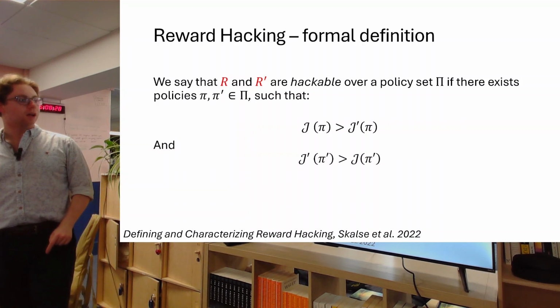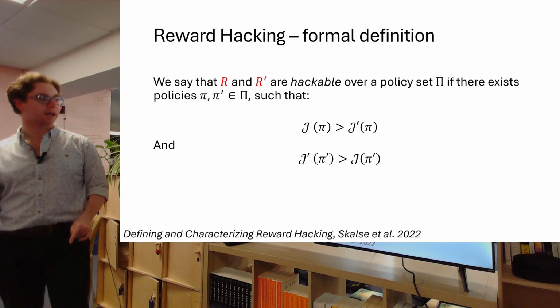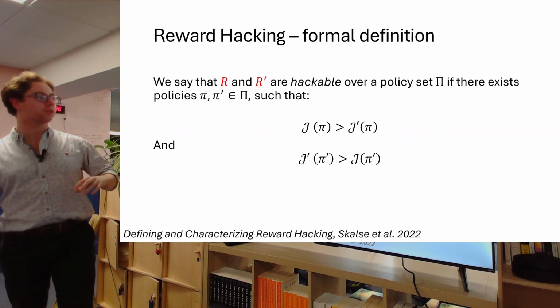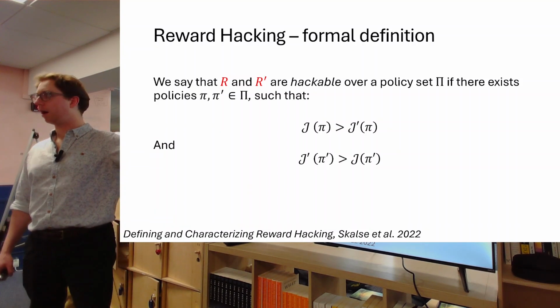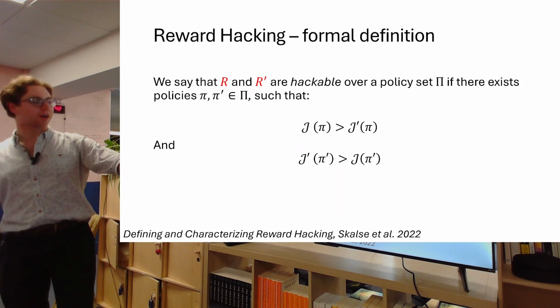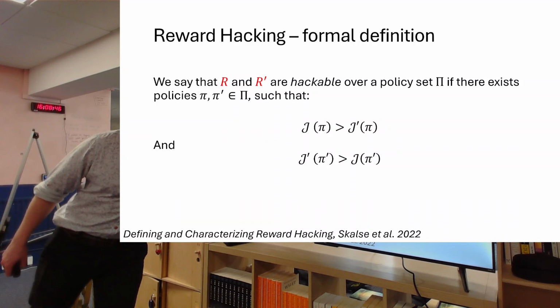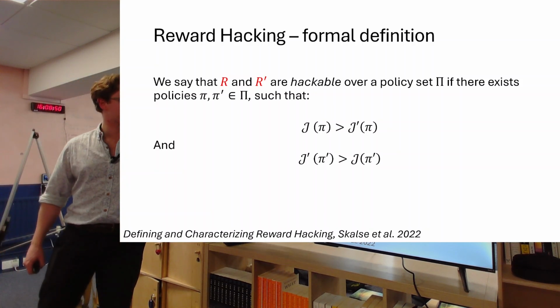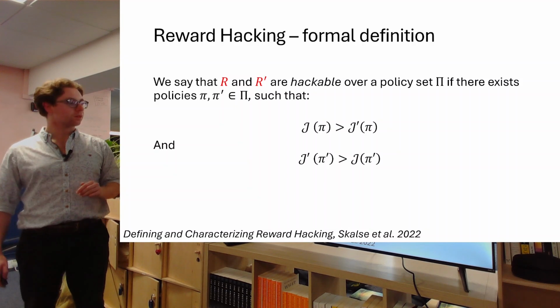But, and again, there should be a prime on that j. So my proxy reward assigns a higher value to the policy pi prime than it does to the policy pi. Yeah, sorry, I think I've messed up the indices on this. It should be a j prime there instead, and it should be a j and a pi prime on top.